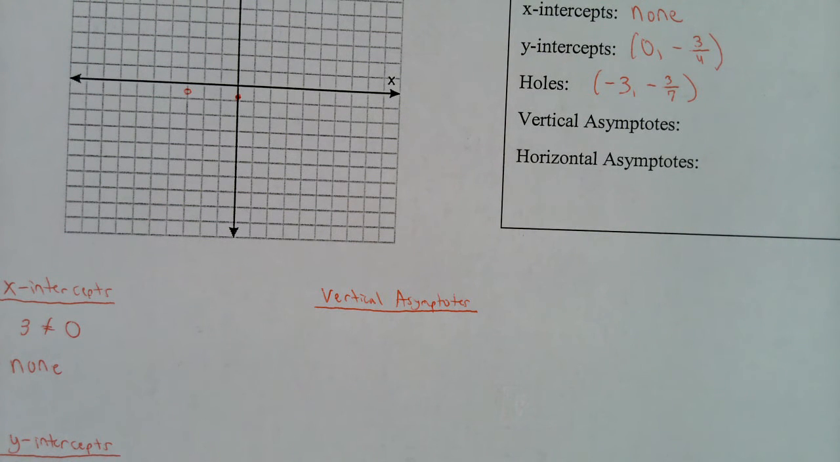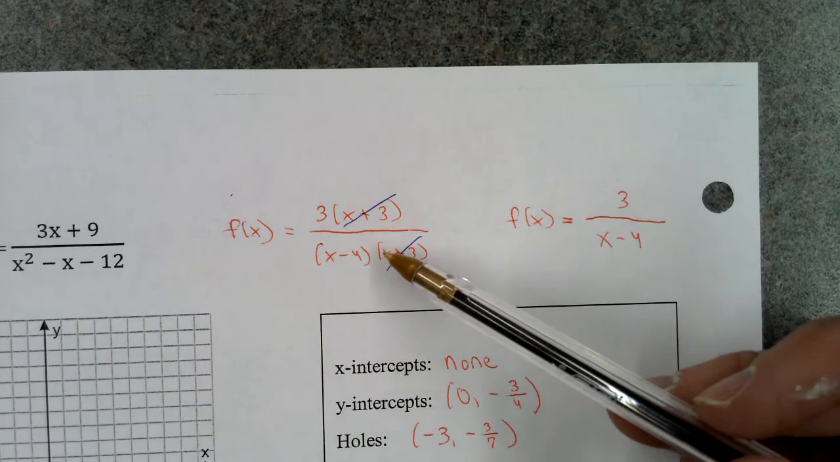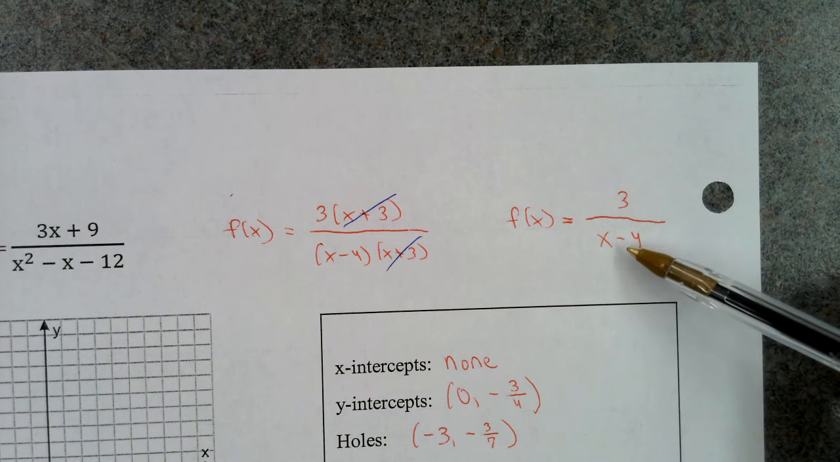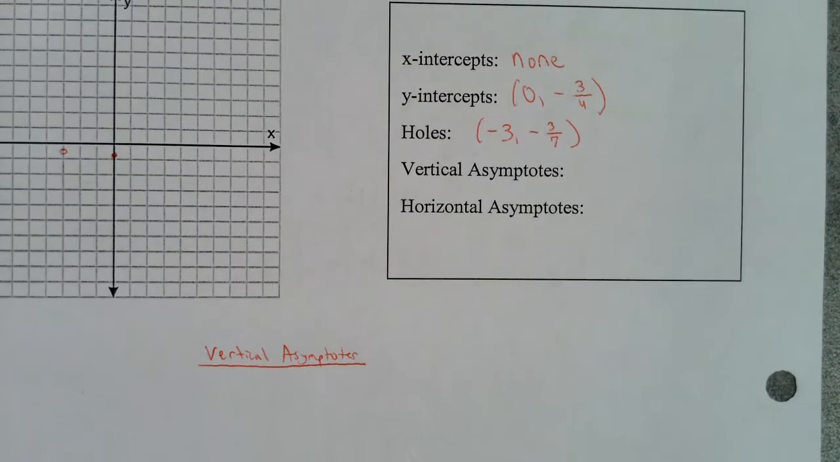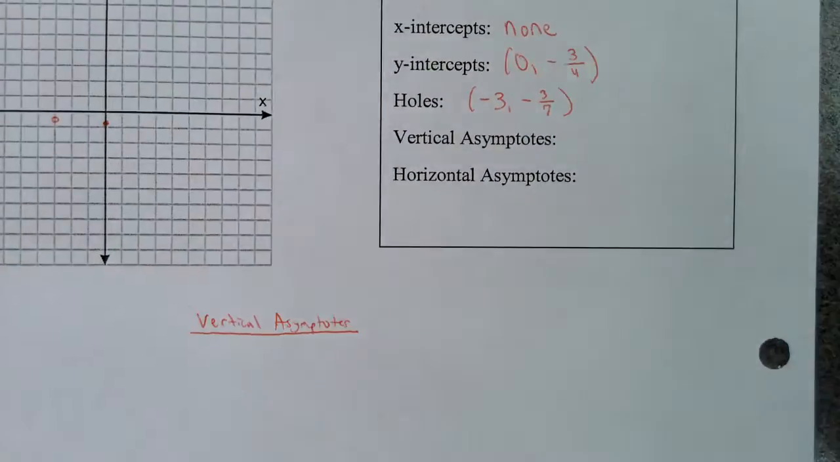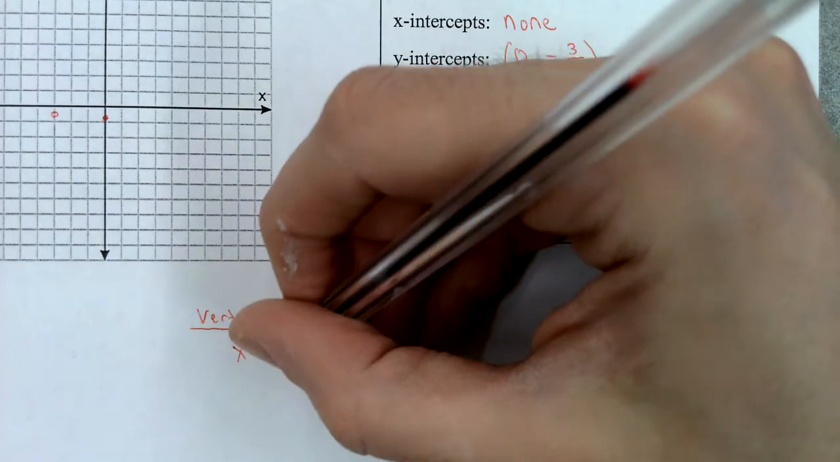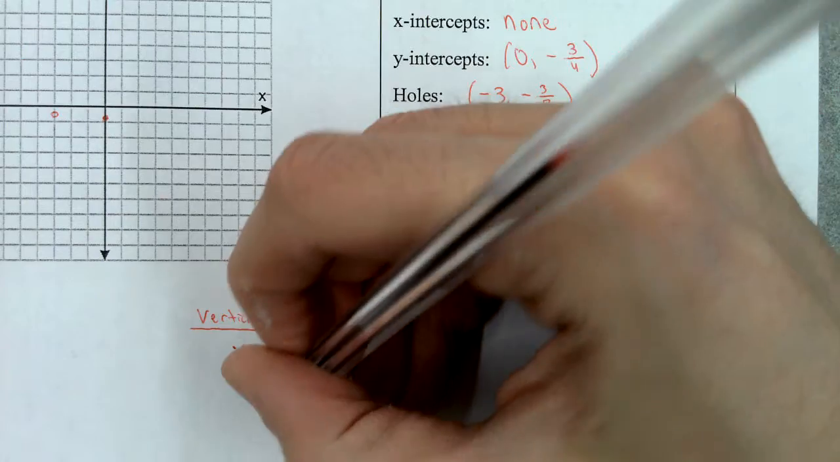So again, if you think back to the previous lesson, you have to factor if necessary first, eliminate the common factors, and set the denominator equal to 0 and solve. So after we eliminate the common factors, we set the denominator x minus 4 equal to 0. That gives you x equals 4, so that's your vertical asymptote.